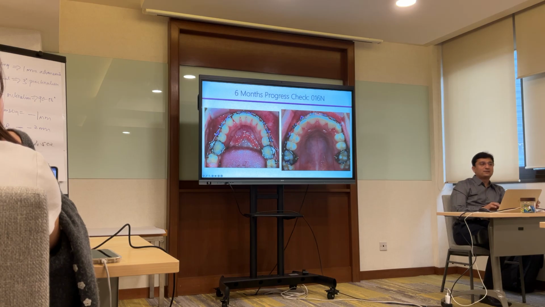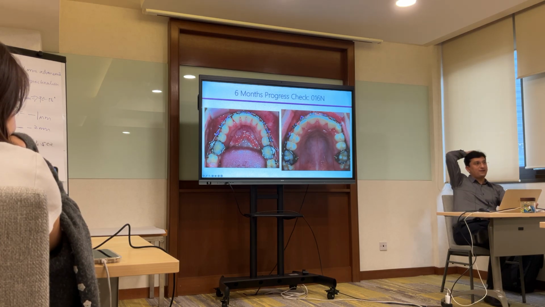So what bracket does this one need? LA. Okay? So the roots can go labial. Excellent. Can you see the small bracket here? That bracket is called a PE bracket. PE stands for partially erupted tooth.